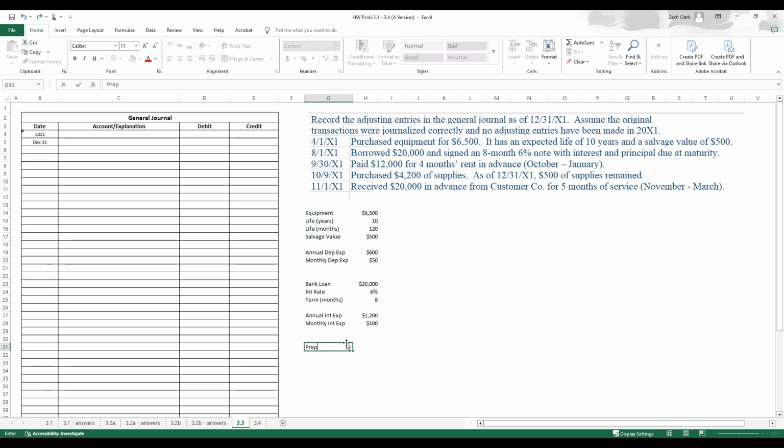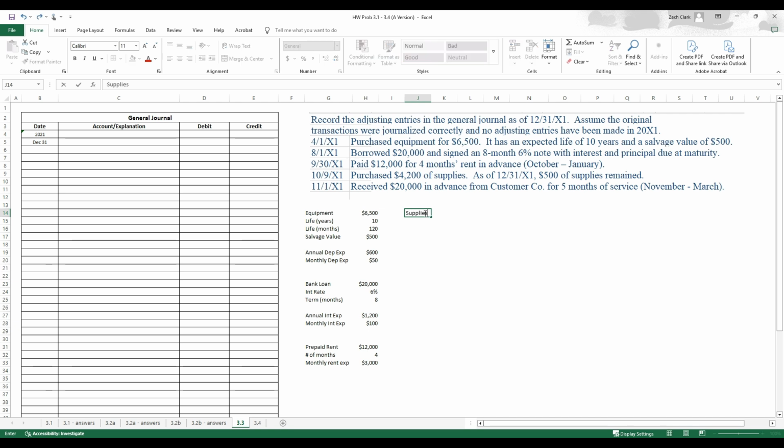Okay, then let's look at our next one. Let's say prepaid rent was, what do we got, $12,000. Format paint. The number of months that represents is 4, and so monthly rent expense is the amount in dollars divided by the number of months, so $3,000 per month, and it's October to January. Okay. And what else?